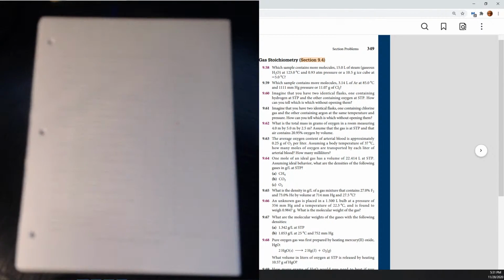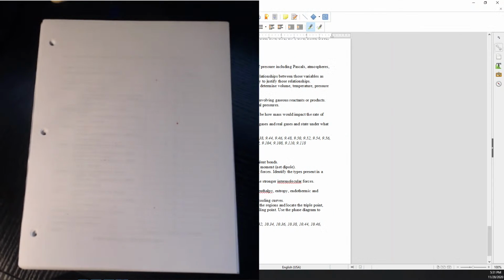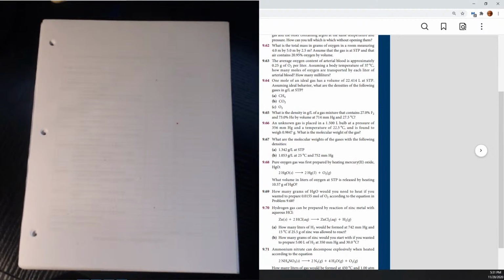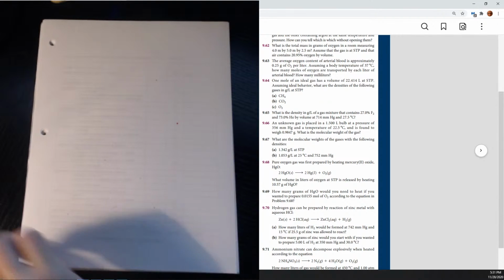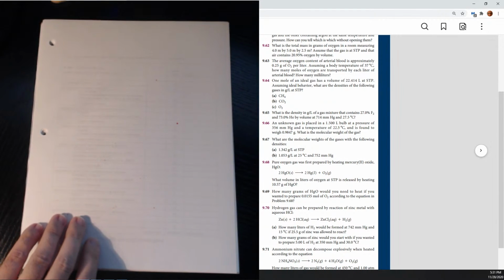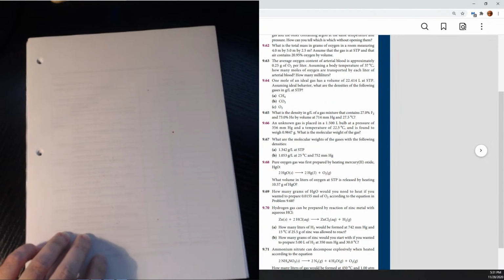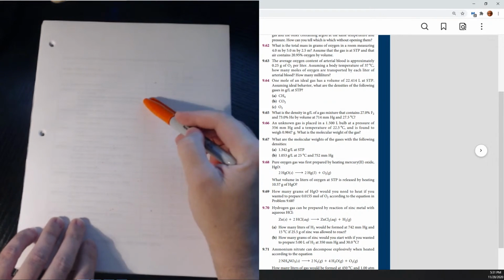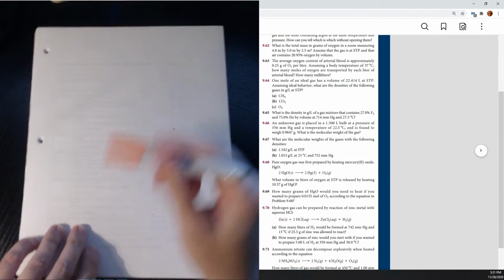Okay. What was next? I think it's 68. 68, 70. Yep. Pure oxygen gas was first prepared by heating mercury oxide. What volume in liters of oxygen at STP is released by heating 10.57 grams of mercury oxide? All right, so that is a 1 to 2 ratio. So we're going to have to convert from grams of mercury oxide to moles, then to moles of oxygen, then we can plug that into PV equals nRT.